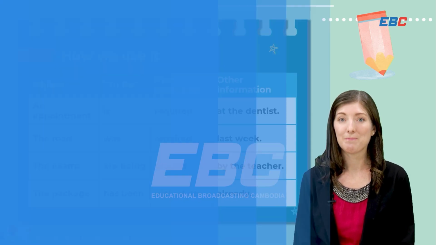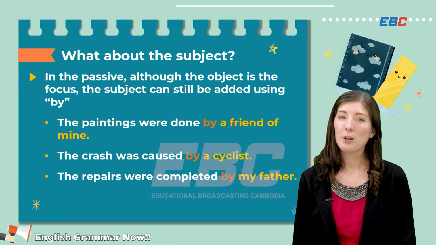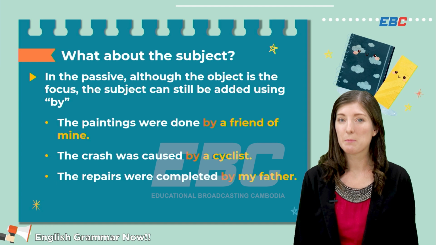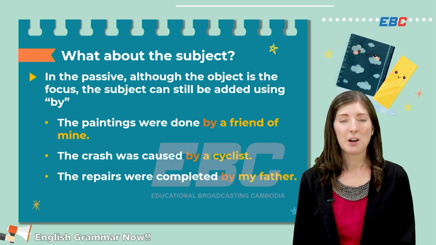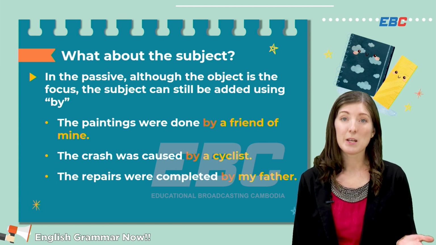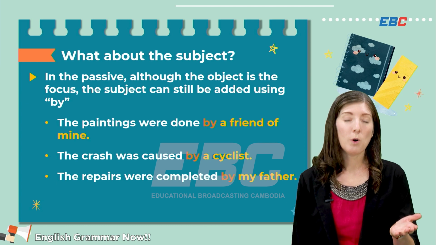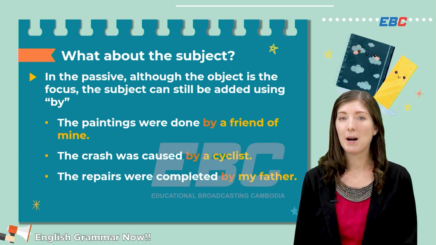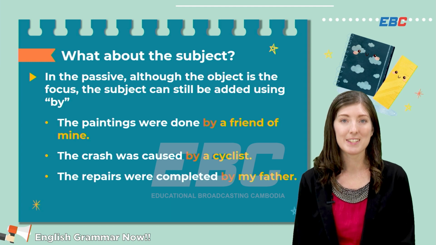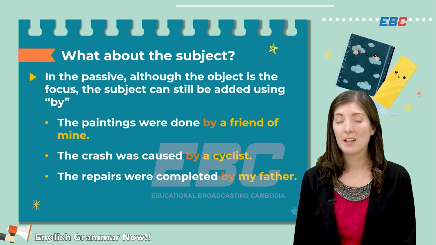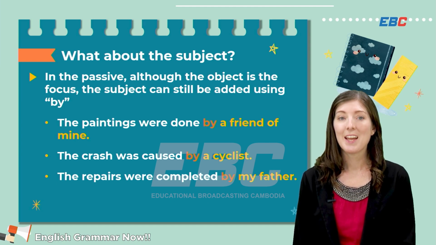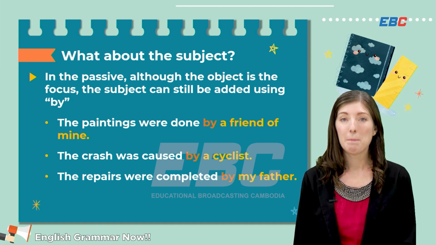In the passive, although the object is really what we're talking about, we can still add in the subject if we would like. In our other examples, we didn't put in any subject, which is fine. But if you want to add it, you need to use the word by at the end of the passive sentence. Here's some examples. The paintings were done by a friend of mine. The crash was caused by a cyclist. The repairs were completed by my father.